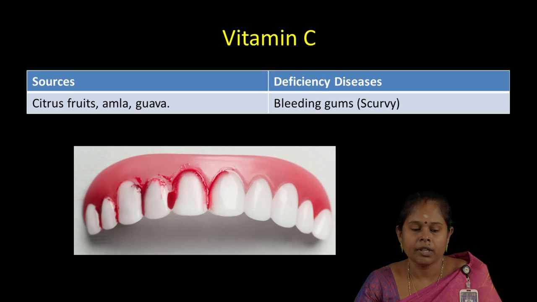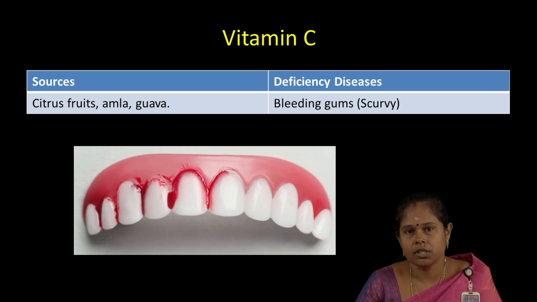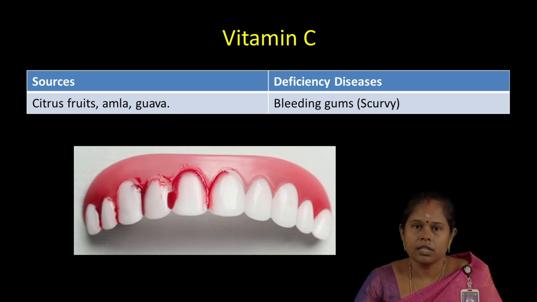This is the image: normal blood and megaloblastic anemia, where RBCs are present in large size. Vitamin C. The sources of vitamin C are citrus fruits, amla and guava. What are citrus fruits? Citrus fruits are lemon and orange. These all come under citrus fruits. The deficiency, bleeding gums, is called scurvy.